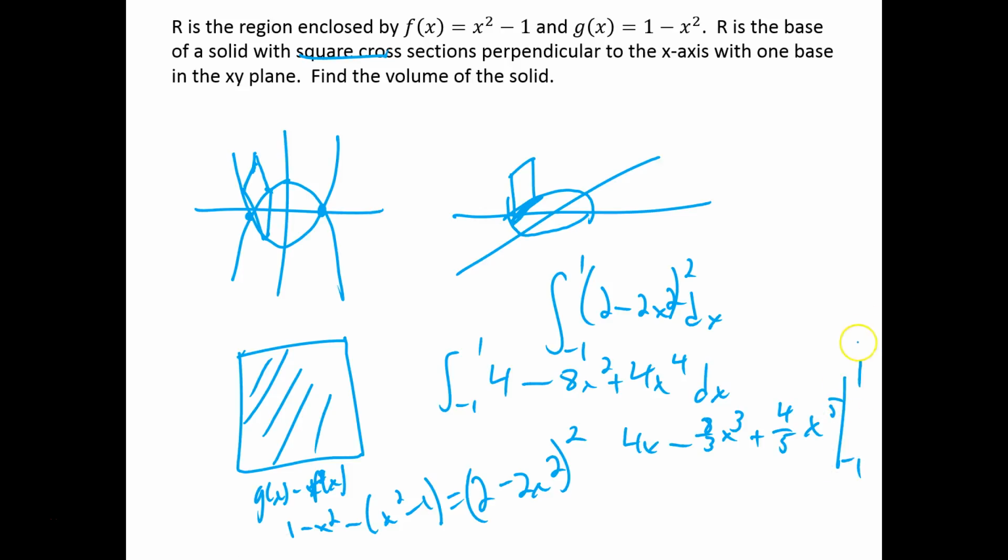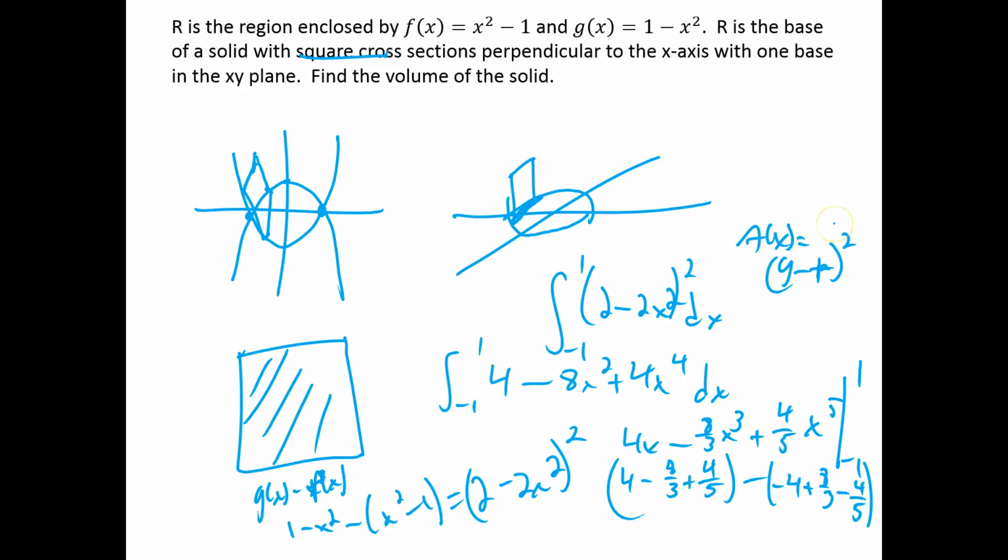So we've got 4 minus 8/3 plus 4/5 minus negative 4 plus 8/3 minus 4/5. I'm going to leave it there this time. You can do the algebra if you want to, but I just forgot to square it, because that's going to be the actual A of x. It would be the base squared. So it would be (g minus f) squared. Cool. Sorry about that little mishap with the square.